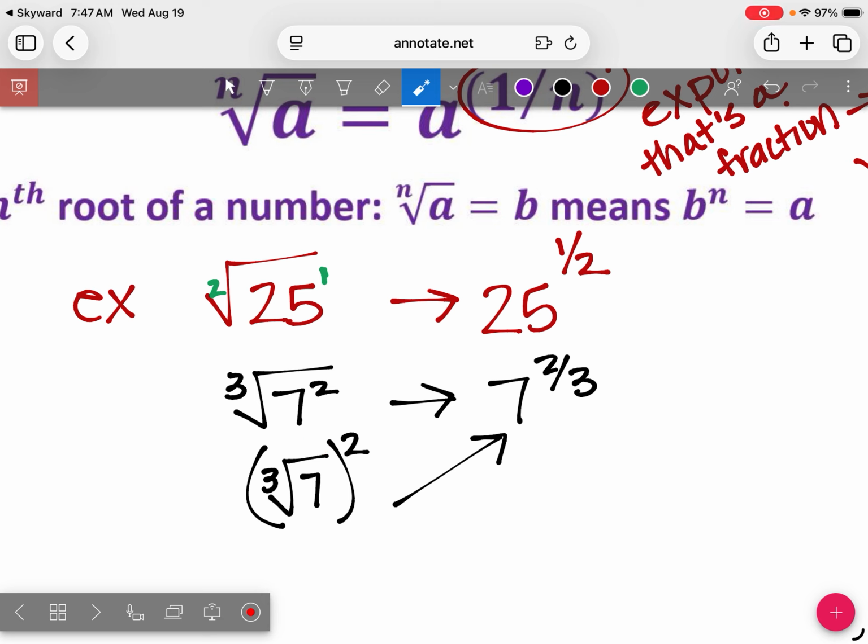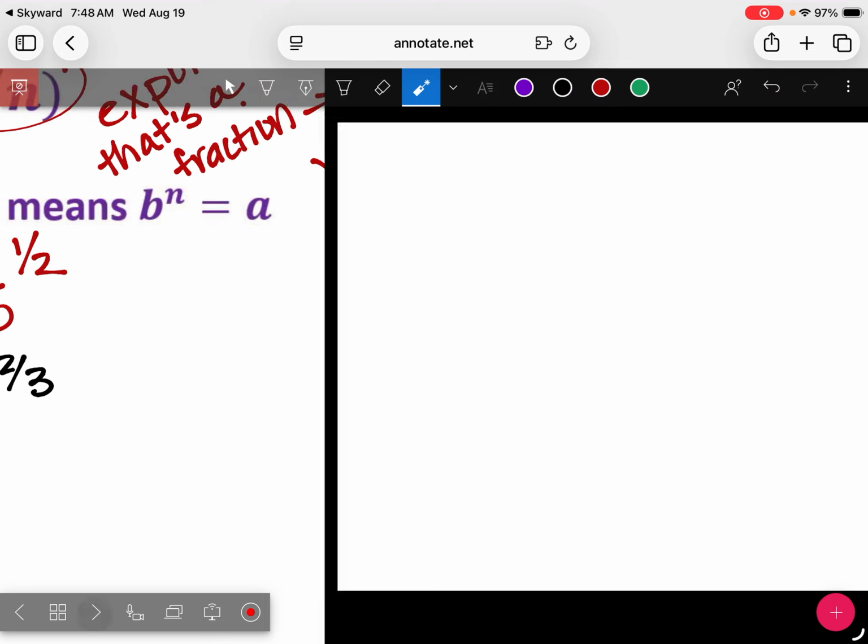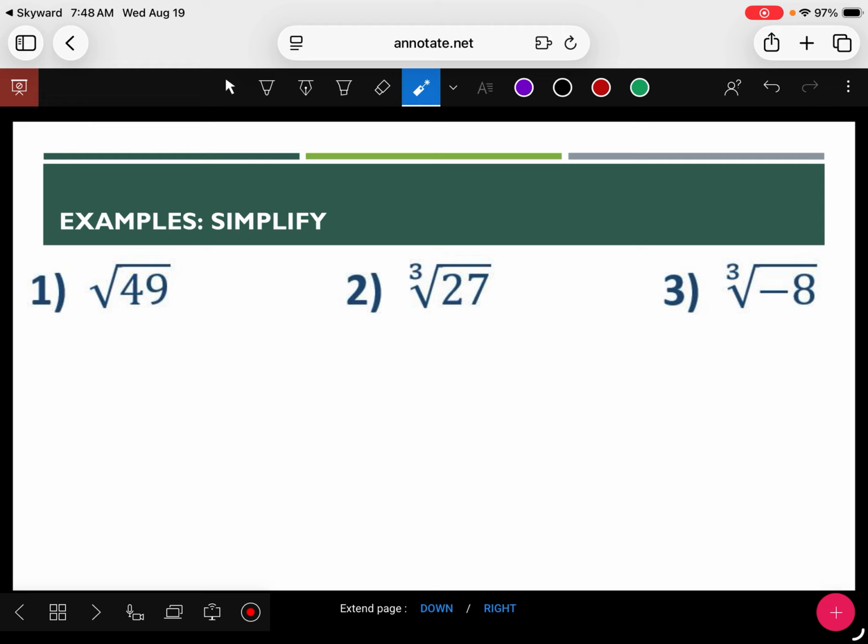So what we're going to do is simplify some square roots and cube roots and fourth roots. So go ahead and take a moment, and these go pretty fast. Copy down 1, 2, and 3. We're just going to simplify those together.